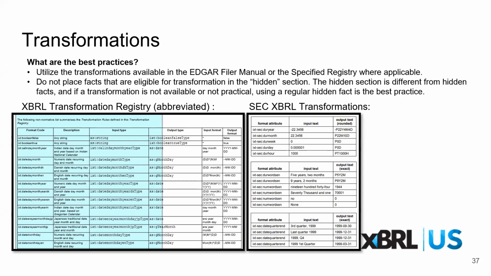There are the hidden facts she was referencing where there's no actual visible tag in the document anywhere. And that gets put into the IX hidden section. It's not referenced anywhere. It's just a plain hidden fact.